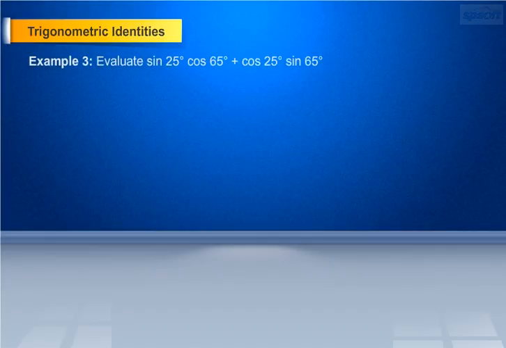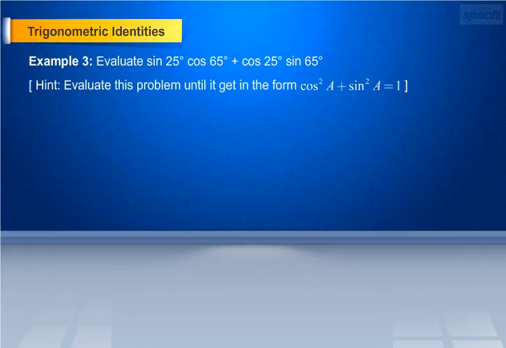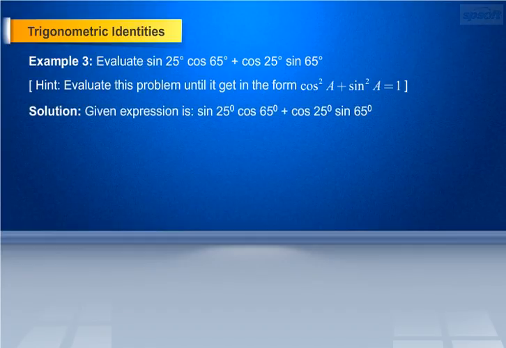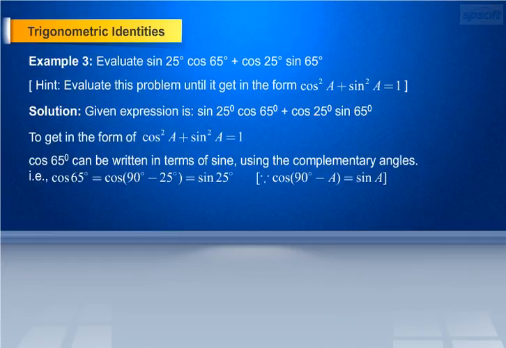Example 3. Evaluate sin 25 degrees into cos 65 degrees plus cos 25 degrees into sin 65 degrees. Hint: evaluate this problem until it gets in the form of cos square A plus sin square A equals 1. Solution: given expression is sin 25 degrees into cos 65 degrees plus cos 25 degrees into sin 65 degrees. To get in the form of cos square A plus sin square A equals 1, convert all cosine to sine before the plus symbol, and convert all sine to cosine after the plus symbol.